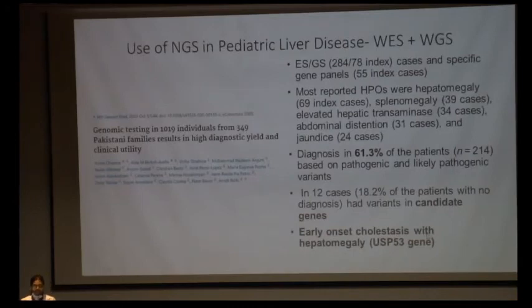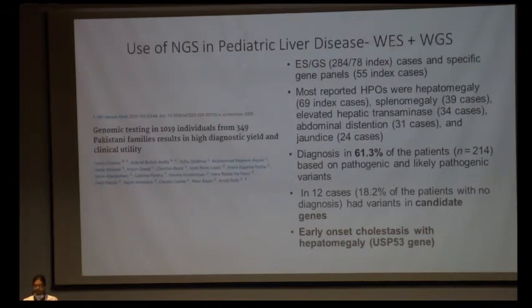Another study I would like to highlight was this study from Pakistan, in which they predominantly did exome and genome sequencing in individuals with genetic disorders. Most of these patients were patients with hepatic phenotypes, since most of the samples were sent from a pediatric gastroenterology unit. And overall diagnostic yield similarly was also 61%.